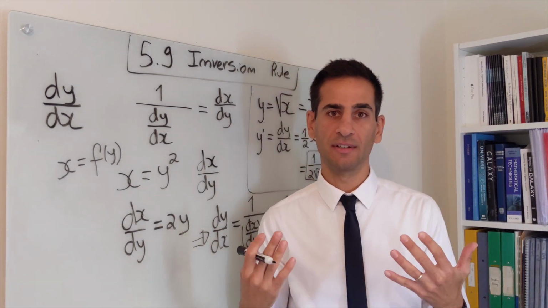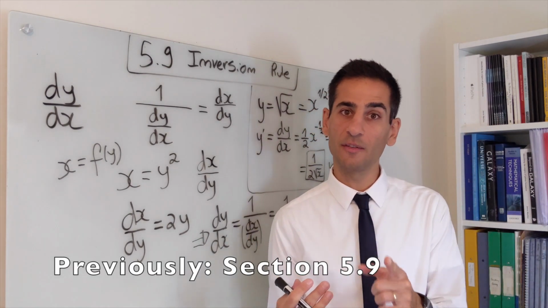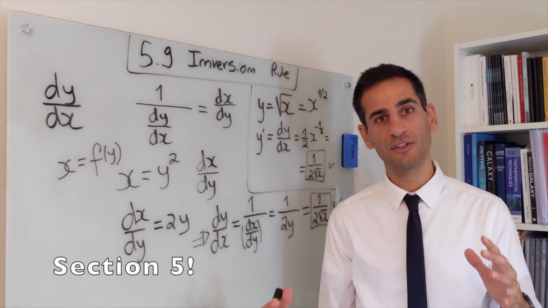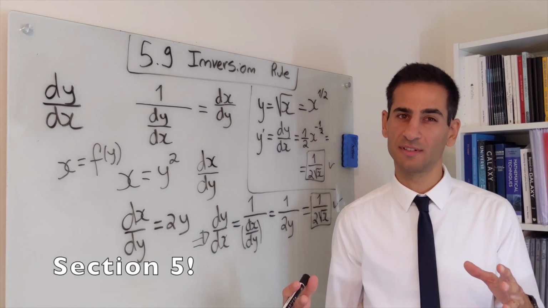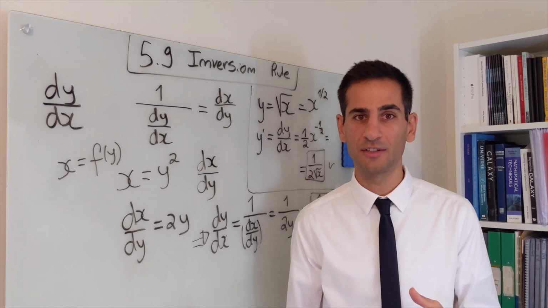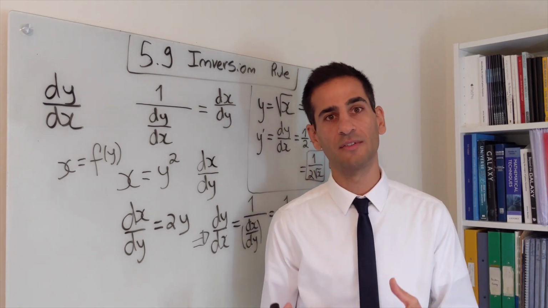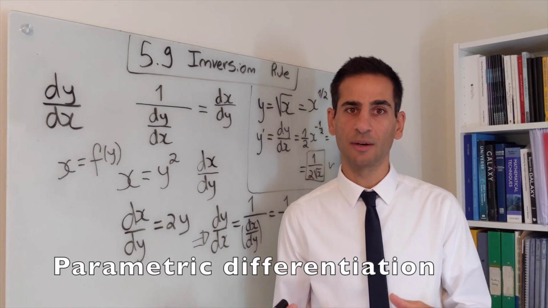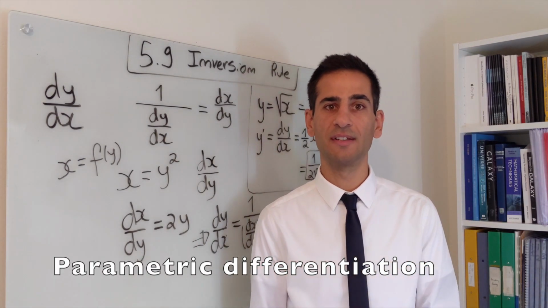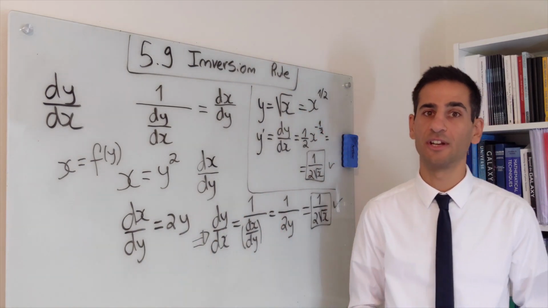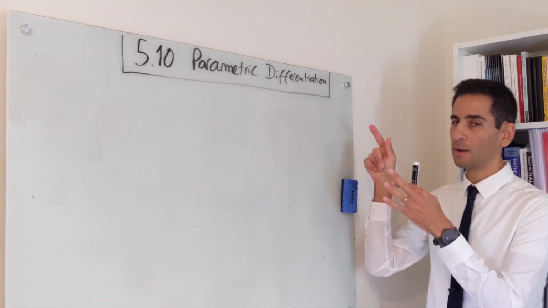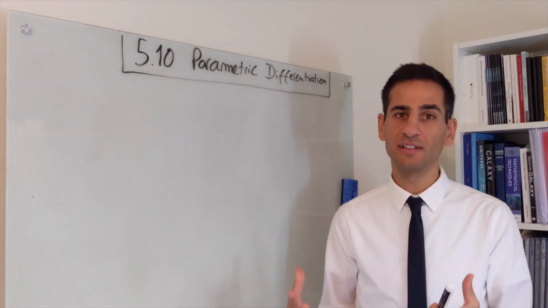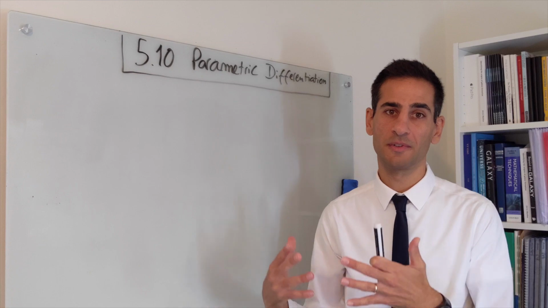After covering the inversion rule, that's section 5.9 in your lecture notes, we're almost finishing this big chunk of content, which is section 5, that provides you a lot of the basics of how to differentiate with a lot of different rules. The final topic of section 5 is parametric differentiation. Parametric differentiation can be really useful in physics because many times we have functions defined in terms of a parameter.